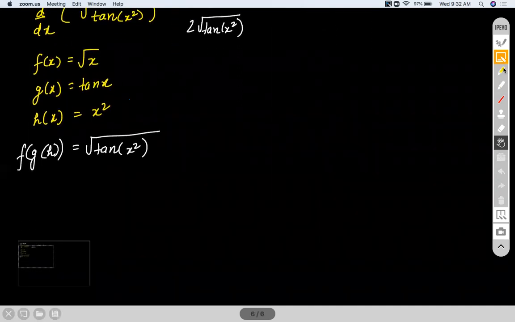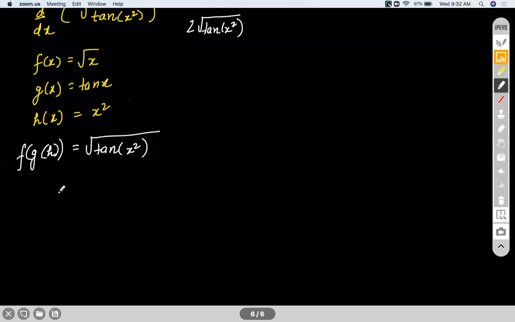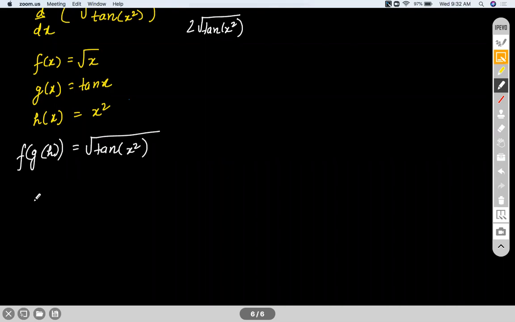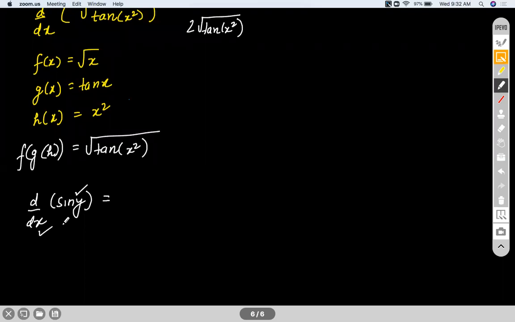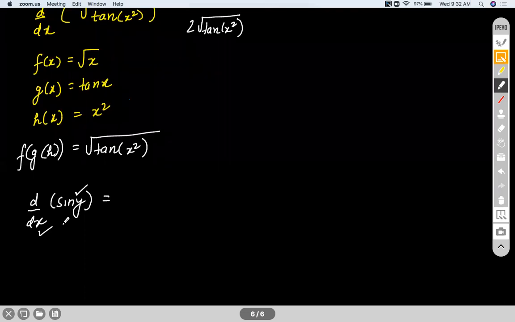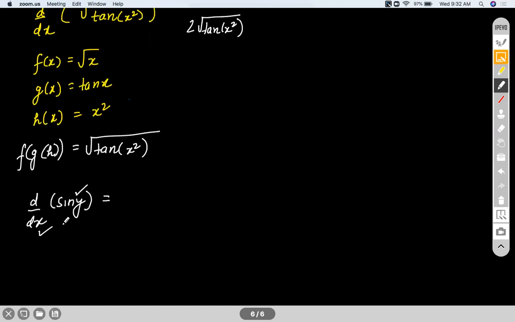Now, chain rule has one more advantage. It helps us to differentiate a function which is in some variable with respect to another variable. Let us say I ask you what is the derivative of sine y with respect to x. Remember here, y is a different variable, x is a different variable. How do you do this? Differentiate sine y with respect to y, into y with respect to x. Excellent. Cos y into dy by dx. Absolutely correct.